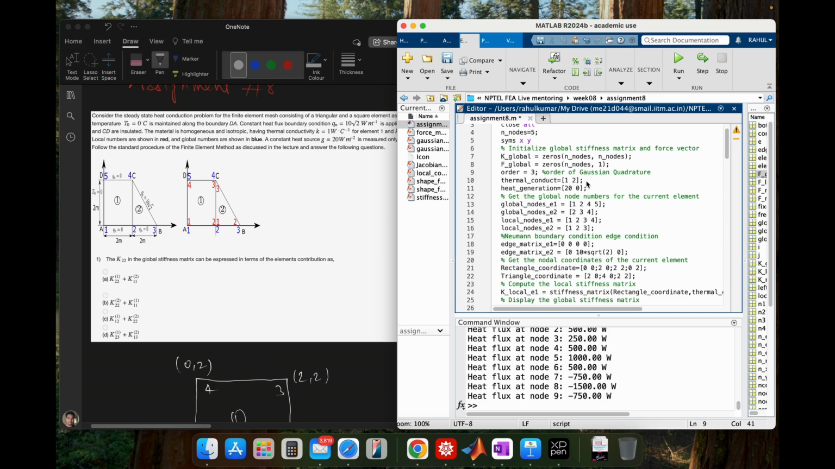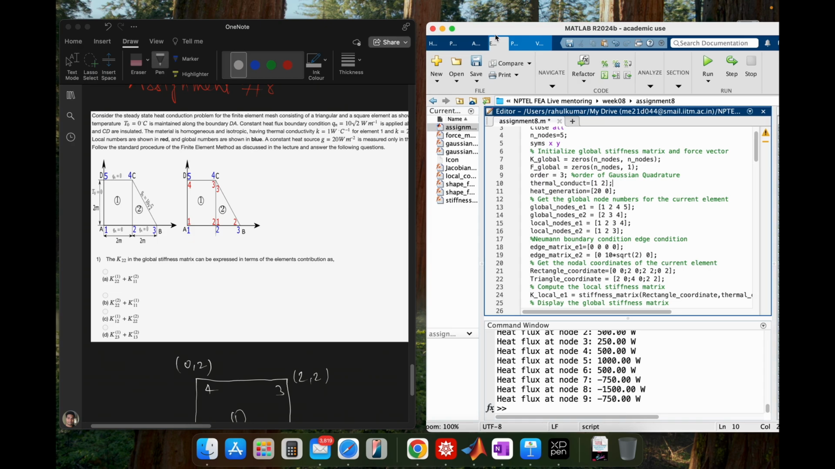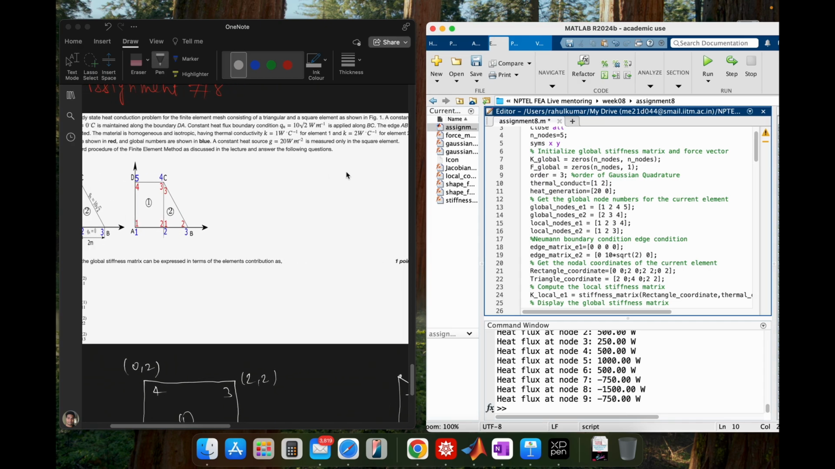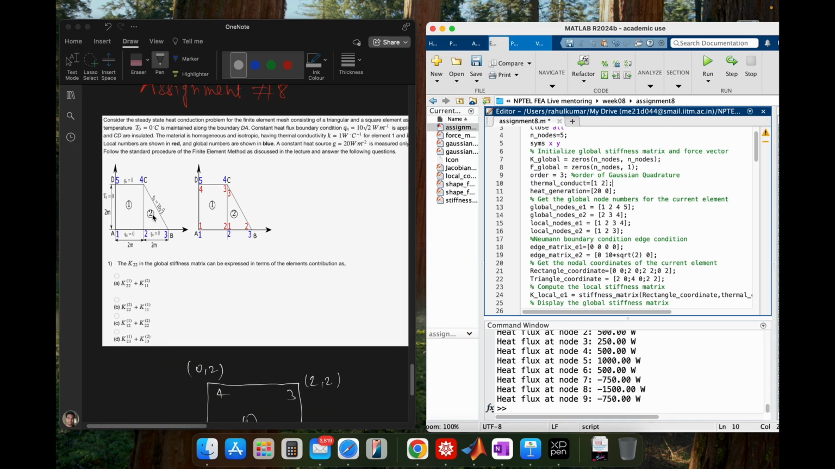And the thermal conductivity for element 1 is given as 1, and for element 2 it is 2. There is heat generation, and you can see that the heat generation is only in the square element, element 1. So I am assuming for element 1 there is a heat generation of 20, and 0 for element 2.